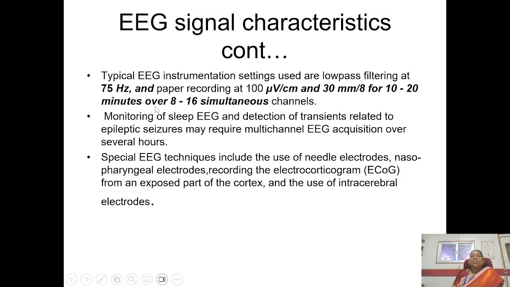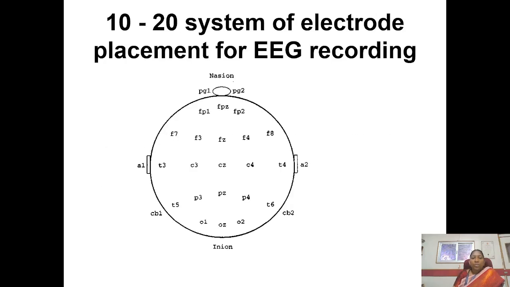Now for the EEG signal, from the instrumentation point of view, it can record at 100 microvolts per centimeter with 30 mm per second for 10 to 20 minutes over 8 to 16 simultaneous channels. It can measure the EEG signal using needle electrodes. And also using the electrocorticogram method, in which the electrodes are placed over the exposed part of the cortex to measure the EEG.